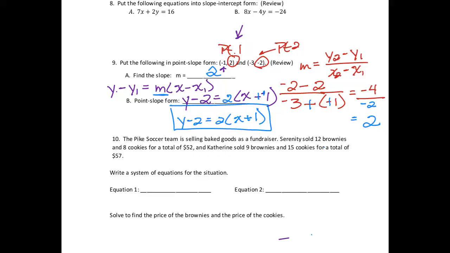Okay. How about number 10? Is 10 a good one to try?